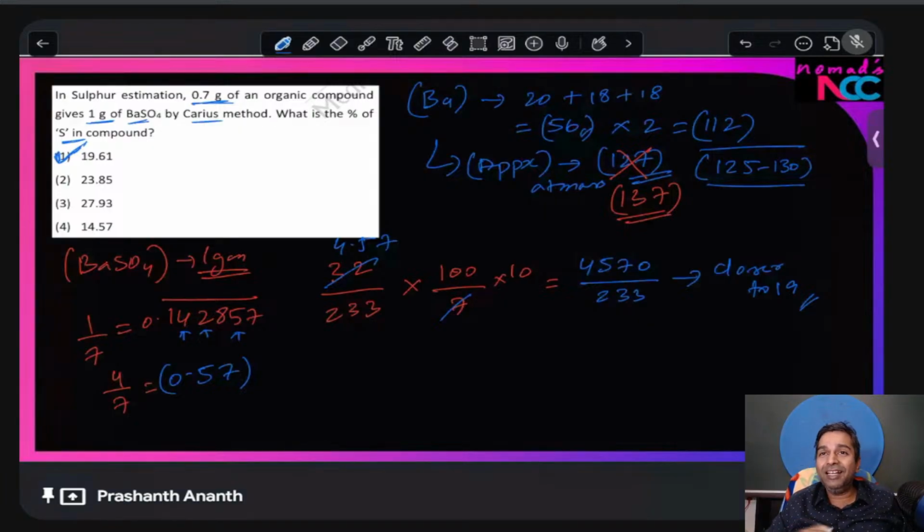The question is given differently in different papers. Allen has got a slightly different question. Akash has got a different question. Narayana has given a slightly different question.